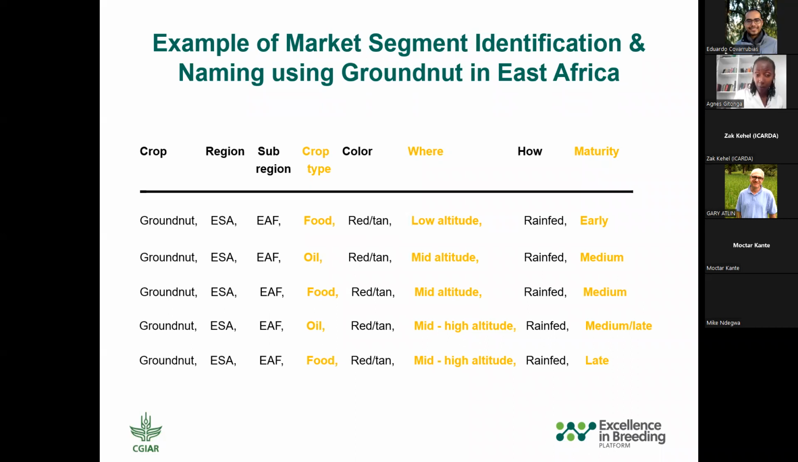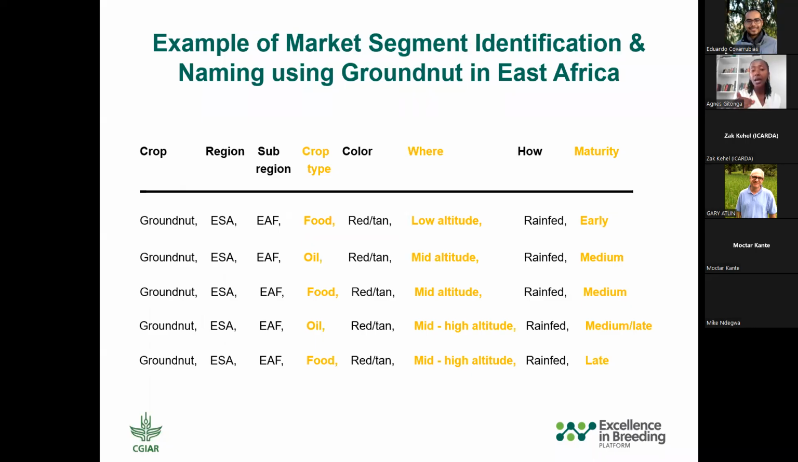This is an example just to emphasize the 8 descriptors that we've just talked about. This is an example of groundnuts in East Africa, where we have groundnuts, the region, the sub-region, and then the crop type.